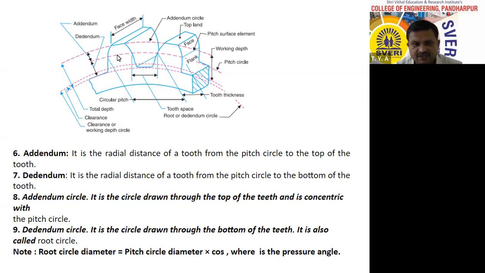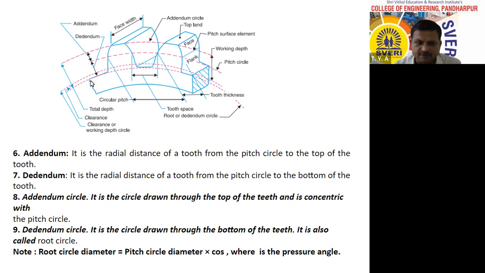See that this is the addendum, this is the dedendum, this is the face width, this circle passing through the top of the teeth is the addendum circle, this is the top land, this is the bottom land, this is the working depth, and this is the total depth. The difference between total depth and working depth is known as clearance. Therefore, all these definitions we will see now.